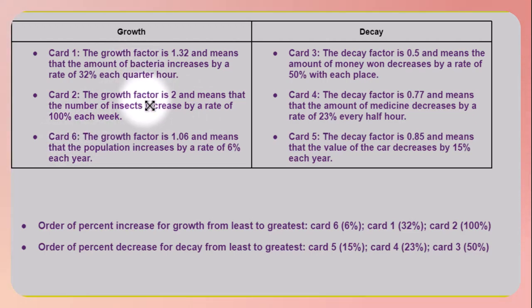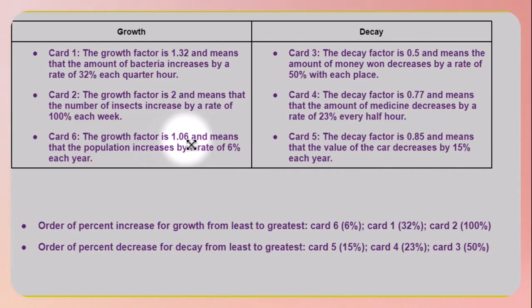Different ways we're expressing this. Think about that for a minute. If we have 100%, we have 1. If we have 2, we're multiplying by 2 each time. So we're increasing by 100% each week. We're doubling. Card 6, the growth factor is 1.06, and it means that the population increases by 6%.